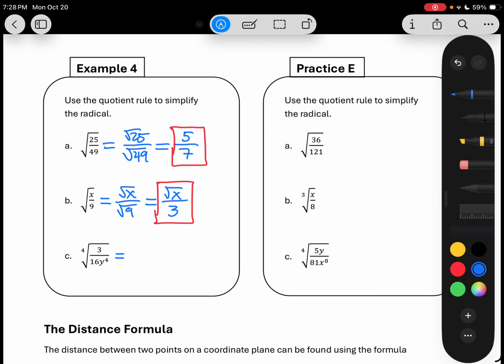Let's split this one up, and it's a 4th root. So 4th root of 3 divided by 4th root of 16y to the 4th. 4th root of 3 does not simplify any further. However, the 4th root of 16 is 2. And then the 4th root and the power of 4 match up perfectly. So we should be left with y on the bottom on that one.